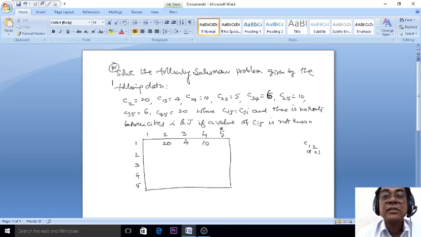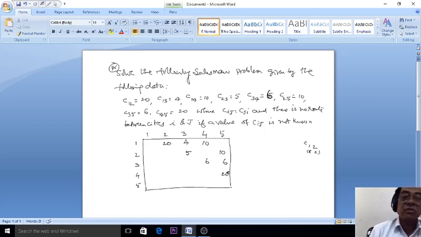Next, second row, third column: 5. Third row, fourth column: 6. Second row, fifth column: 10. Third row, fifth column: 6. Fourth row, fifth column: 20.